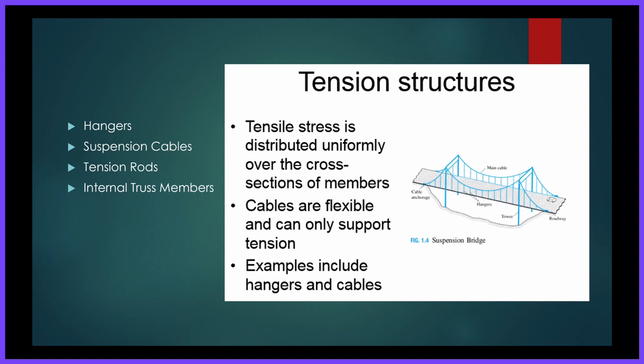we have things like tension structures. Suspension bridges and cable-stayed bridges are predominantly tension structures. The main cable is in tension, the hangers are in tension, and so we're able to study things like tension rods or even internal members inside of bolt trusses. The tensile stress is distributed uniformly over the cross sections of the members, and the cables are flexible and can only support tension. Those are your simple sigma equals force over area calculations, which are the basis for the design of them.